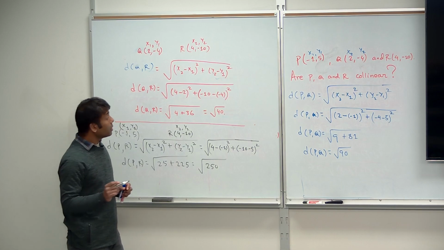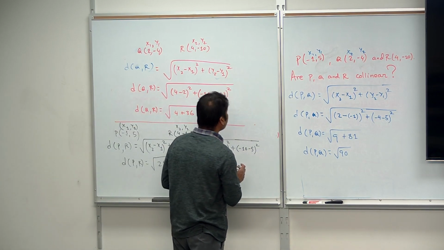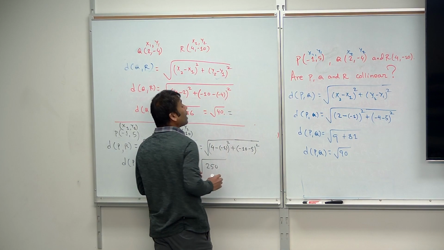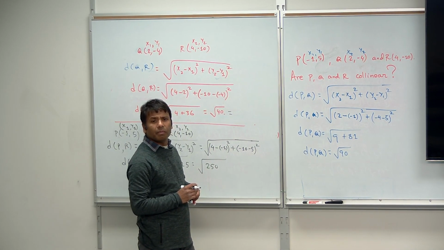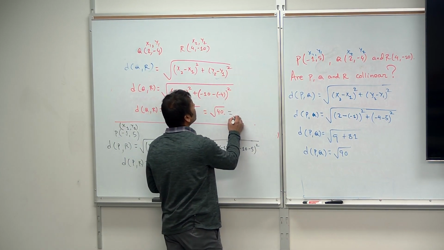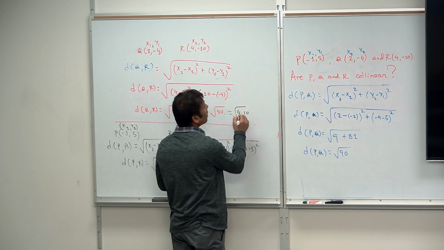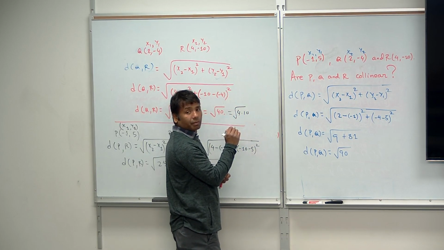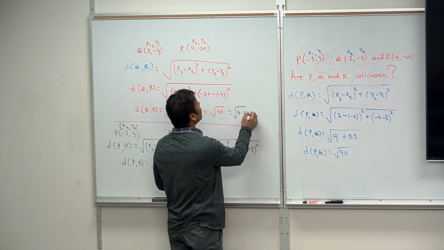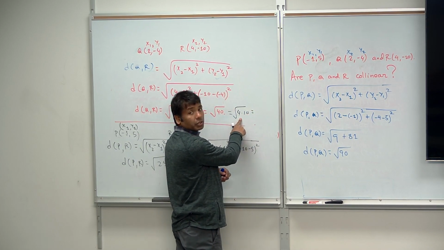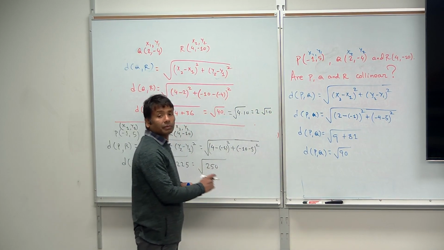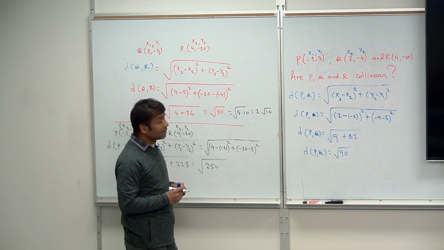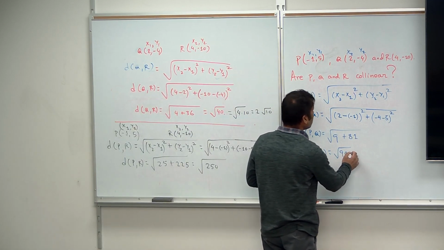Right? So now let's simplify this a little bit more, okay? Radical 40, can you simplify it further? Radical 40, can I write this as 4 times 10? Is that right? 4 times 10. And what is radical 4? 2. So this is 2 radical 10. Are you guys with me? Is that right?